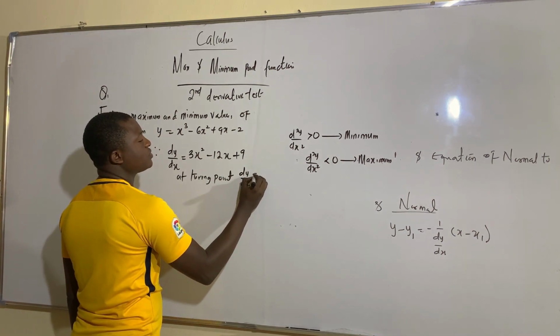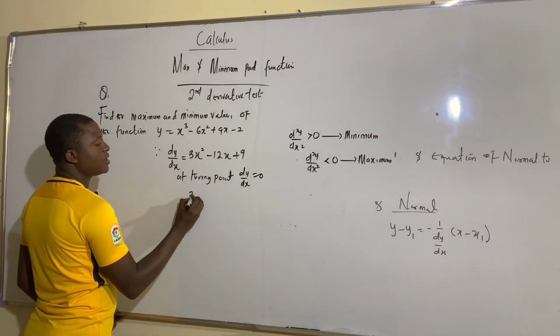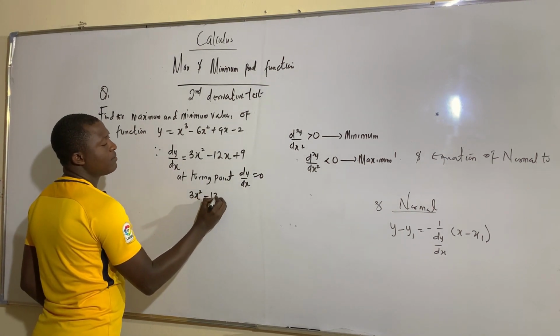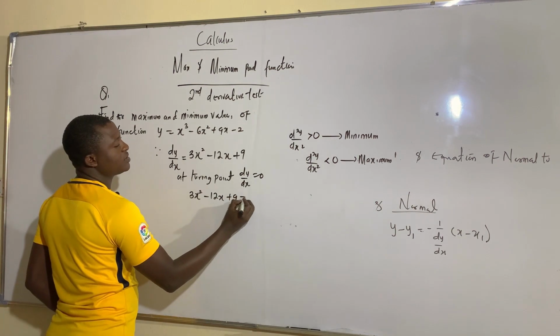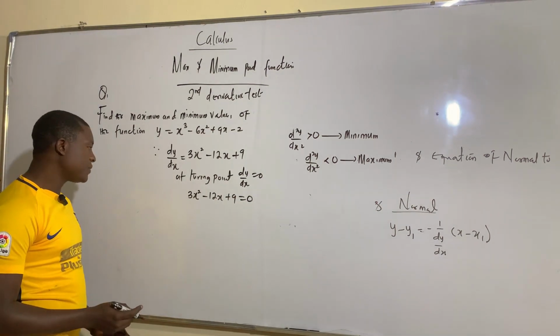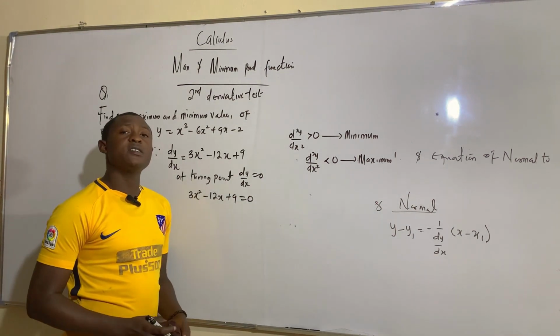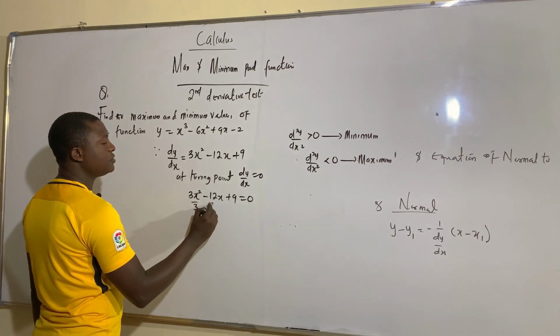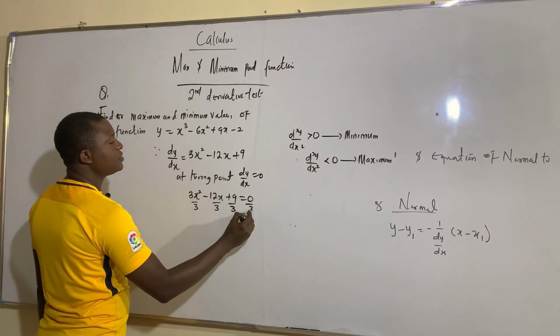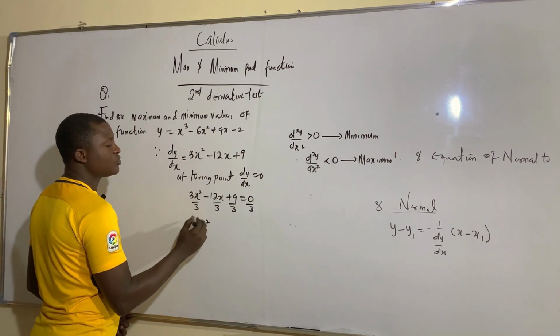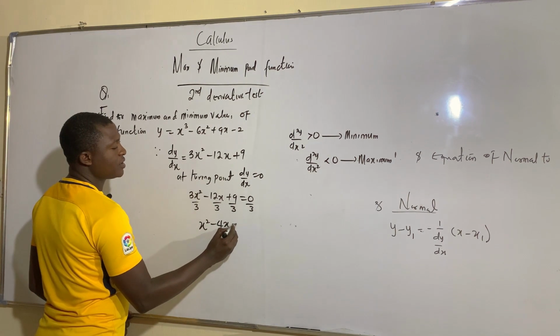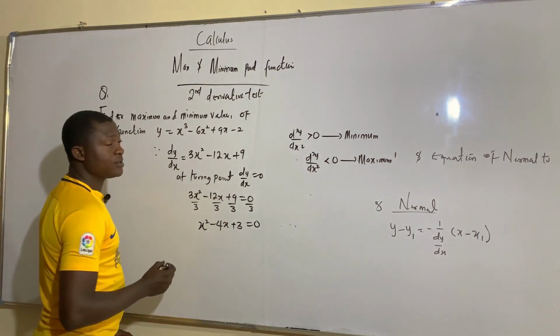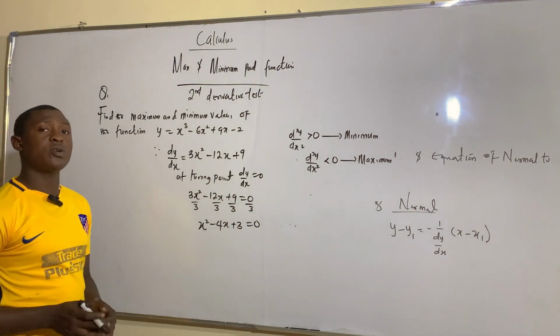When dy/dx is equal to 0, that means this problem is 3x squared minus 12x plus 9 is equal to 0. I want to find the true value for this. So if I like, I can reduce this one, and it can remain x squared minus 4x plus 3 is equal to 0. You can see this one has turned into a quadratic now.